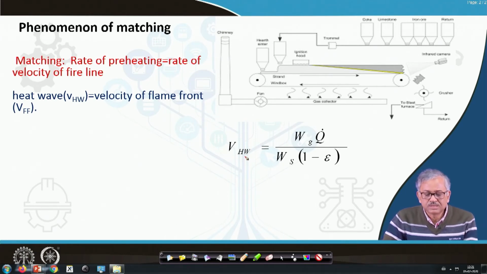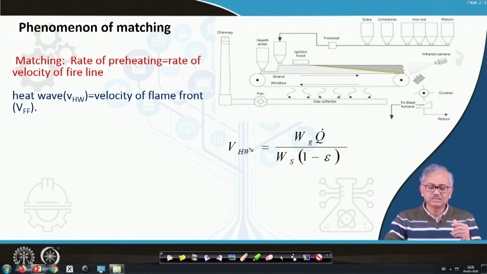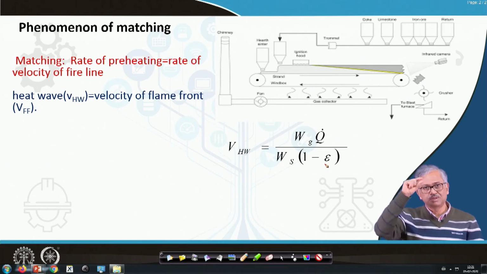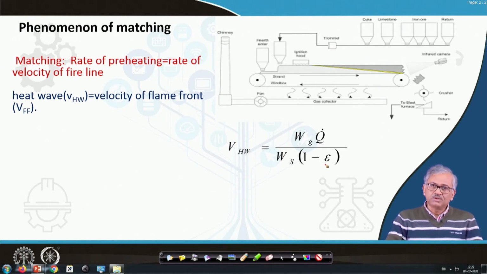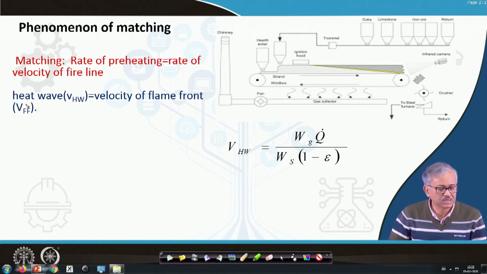So everything is per unit time: the kilocalorie per unit time that is supplied by the gas, and the kilocalorie per unit time that is absorbed by the solid. And when they are equal, maximum heat transfer takes place. At that condition, the velocity of the preheating rate, VWH, is also called the heat wave front velocity. That is the velocity of the heat wave front when you get the maximum preheating, when the complete heat exchange between the gas and solid takes place. That is the way the velocity of the heat wave is defined.